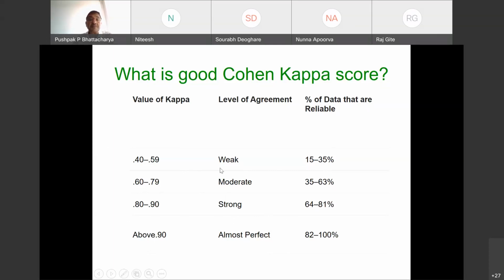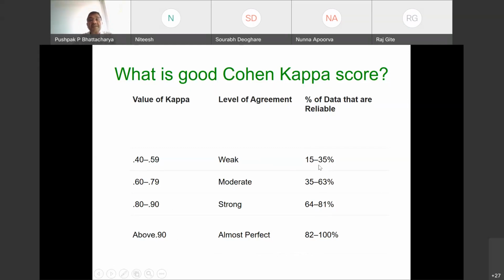So weak Kappa, in this case, you can rely on 15 to 35% of the data. And moderate Kappa, 35 to 63% of data. Strong Kappa, 64 to 81%. And above 90, almost perfect. And I can rely on 80 to 100% of the data. So what is this reliability score? How do we know that Cohen Kappa 0.4 to 0.6 allows me to trust 15 to 35% of the data?